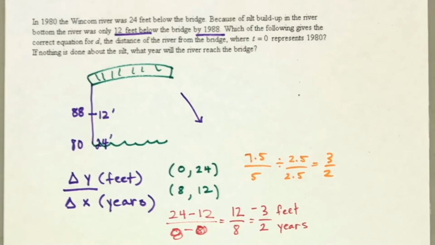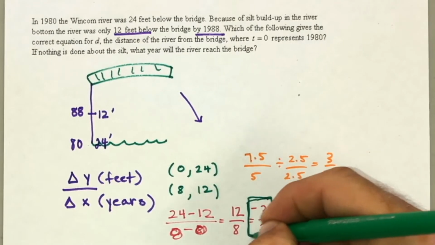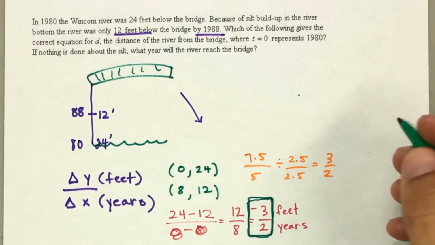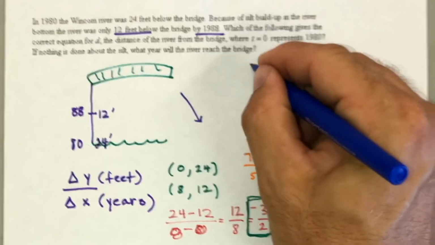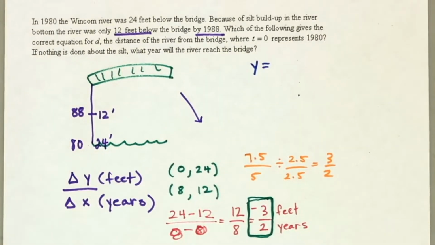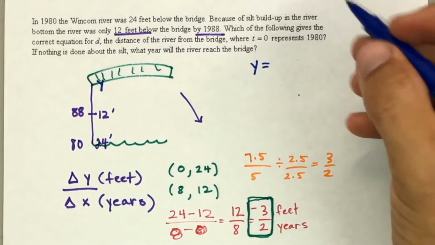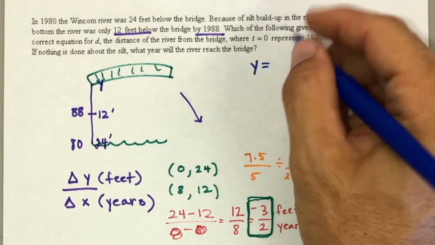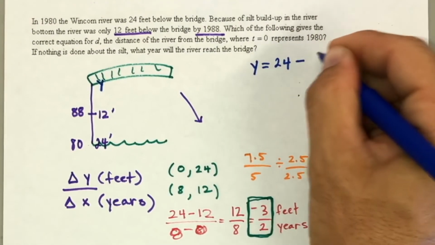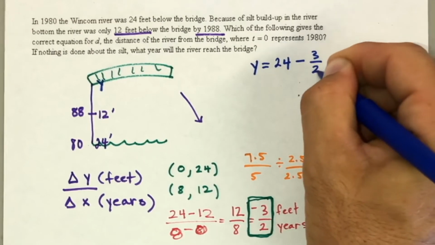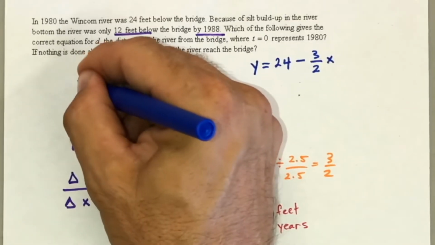Now that I know basically my slope, my change in y over my change in x, I can put that into y equals mx plus b. I could put that in my slope-intercept form and say, okay, my output, or my feet closest to the bridge, is equal to 24, which is what I originally started with, minus decreasing 3 feet for every 2 years, based on the amount of years I have here.